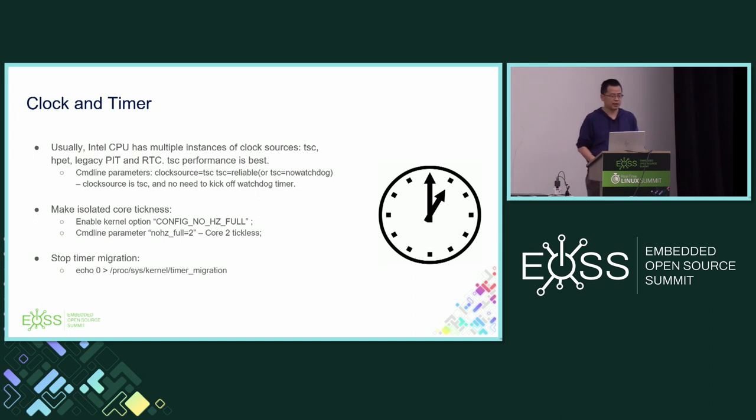This page is about the clock and the timer. Modern Intel CPUs have multiple instances of a clock source, for example TSC and HPET, legacy PIT or RTC. TSC is a register in each core. There is a TSC read and TSC write instruction. Its performance is the best.